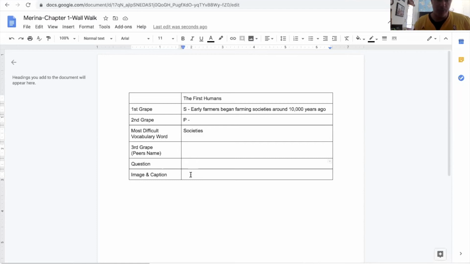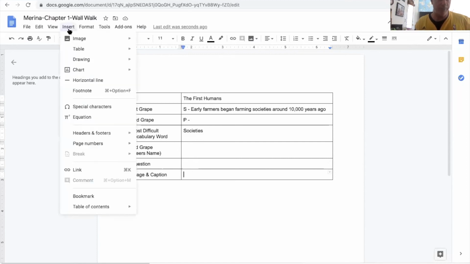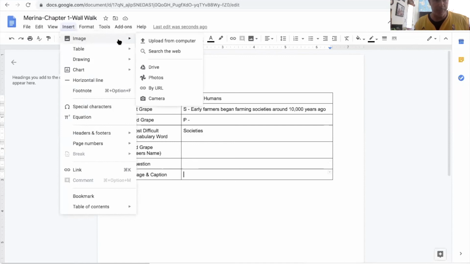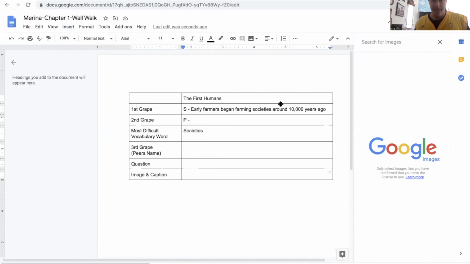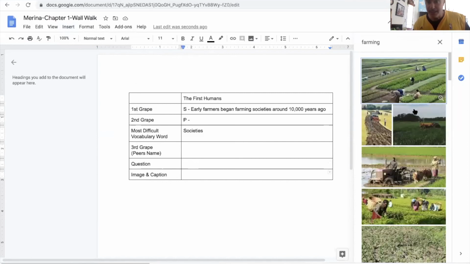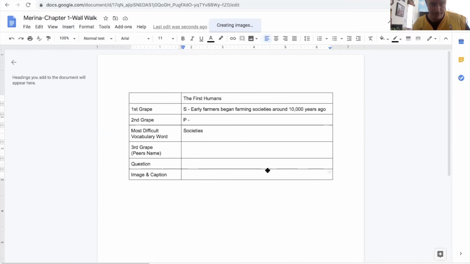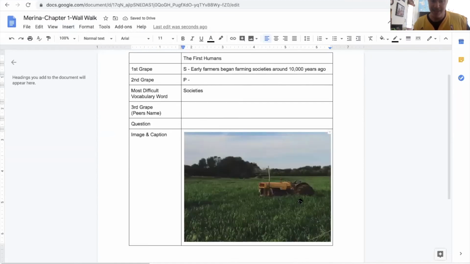In that section, and then we're going to get an image from Google. Okay, since we can't draw them, we're going to get an image here. We're going to search the web, and I'm going to find an image that has to do with farming, and I'm going to insert that image in here. Okay, and then I'm going to caption it. I shouldn't have that farming tool though, of course, because I don't know the tools back then, but you guys get it.